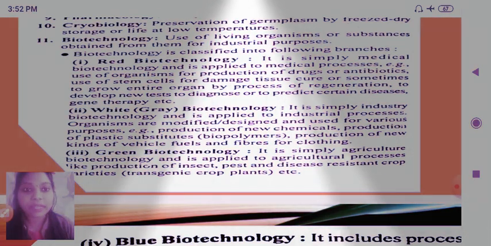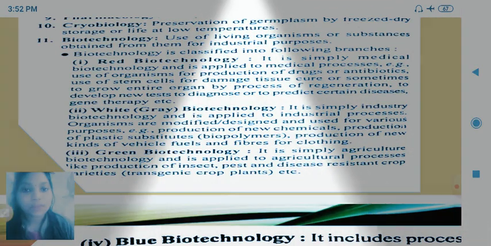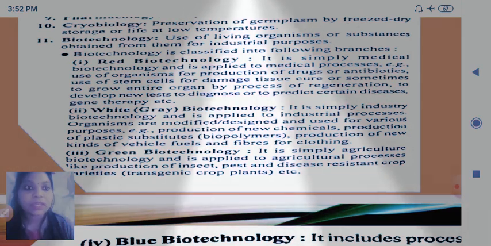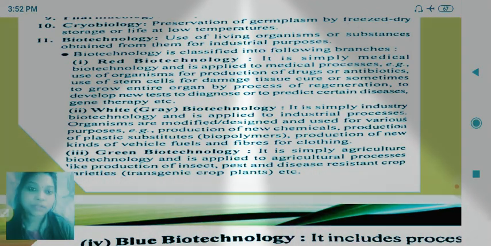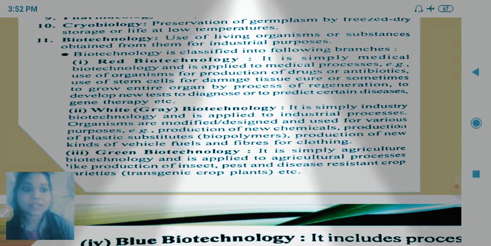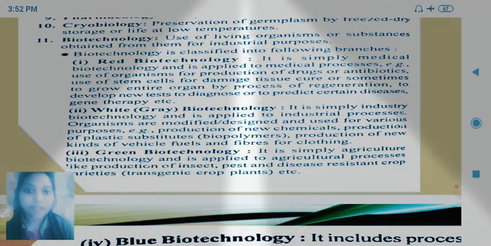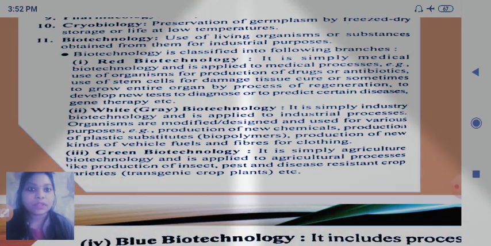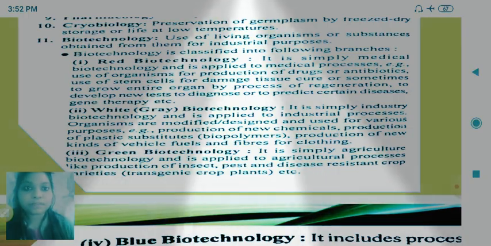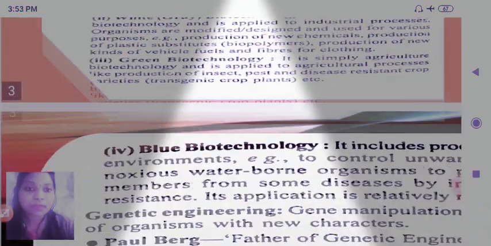Then comes green biotechnology. What do we mean by green biotechnology? Green biotechnology is simply agricultural biotechnology, applied for agricultural processes like the production of insect, pest and disease resistant crop varieties, that is, transgenic crop varieties. So these are the different types or branches of biotechnology.